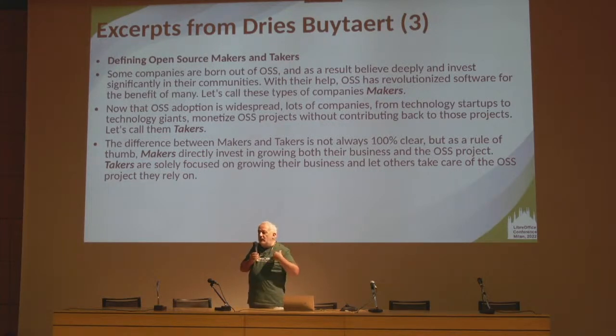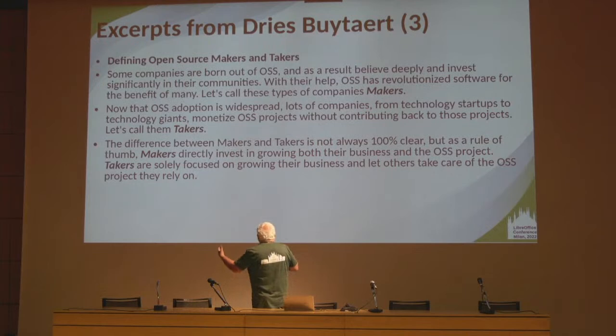He convinced me to take his numbers as good. So let's say that makers are 50-50, takers are 10 and 90. Then we can discuss for days if it's a different percentage. So the difference between makers and takers is not always clear, because in some cases a taker can seem a good citizen of the open source environment. The reality is that he's not a really good citizen.